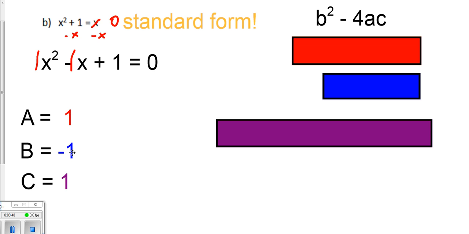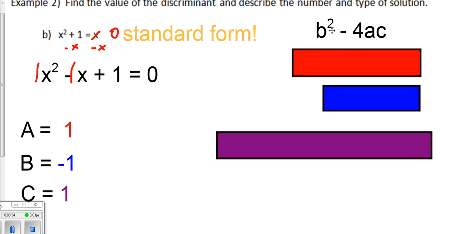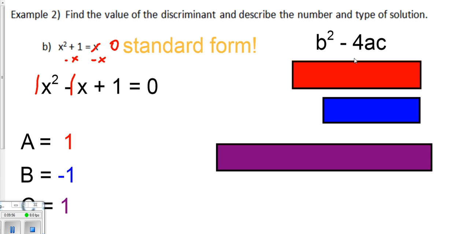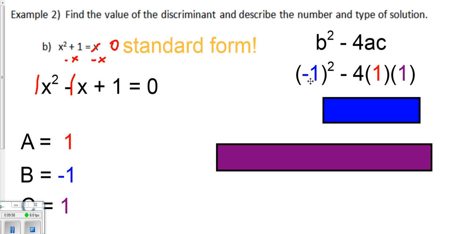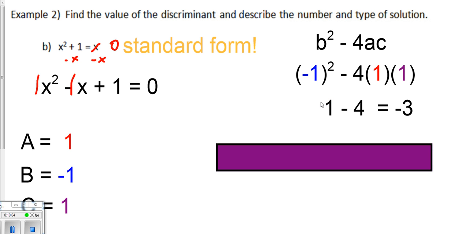Plugging these values, a is 1, b is negative 1, and c is positive 1, into this formula, b squared minus 4ac, we would get negative 1 squared minus 4 times 1 times 1. Negative 1 squared is 1. 4 times 1 times 1 is 4. So we get that our discriminant is negative 3.